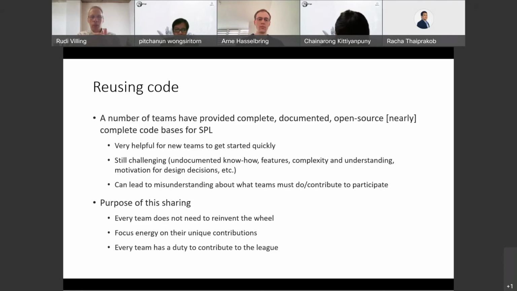The existence of these open source code bases can lead to a misunderstanding by teams about what they must do to participate. The misunderstanding is really the difference between just getting the code and getting soccer working versus making a contribution to the league. So what is the purpose of this sharing and this open source code? It's so that every team does not need to reinvent the wheel, does not need to start from the beginning, but can focus their energy on some unique contribution to the league. Every team has a duty to do this.